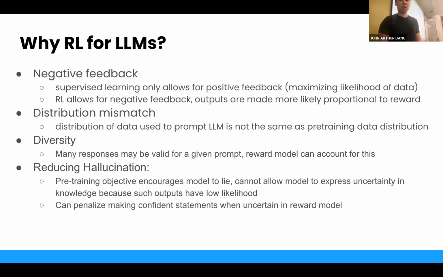Another thing is distribution mismatch. So if we didn't have these 3 steps at all, like I said before, you don't want a sandwich recipe from the average Reddit user.